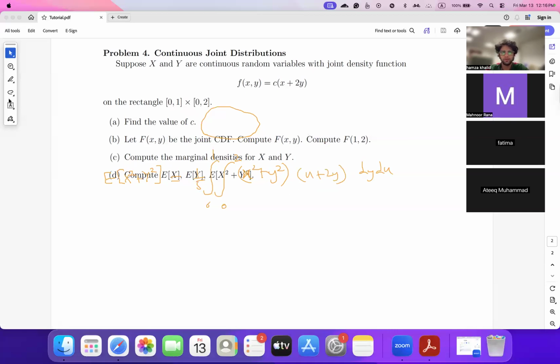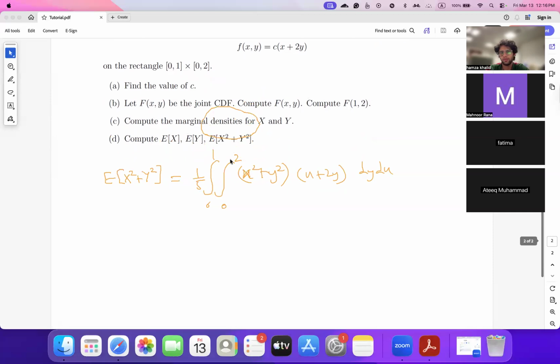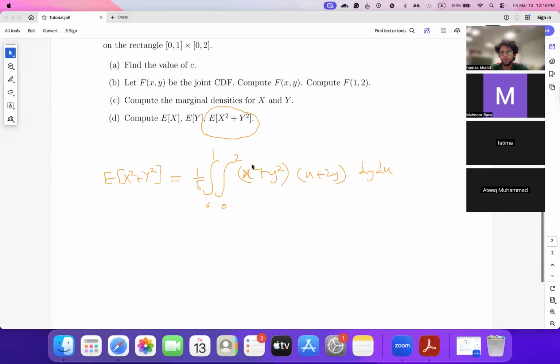And this is it. You're going to calculate this. Can anyone calculate this? Or do you want me to calculate it? We've done these integrals, right? We've done these.